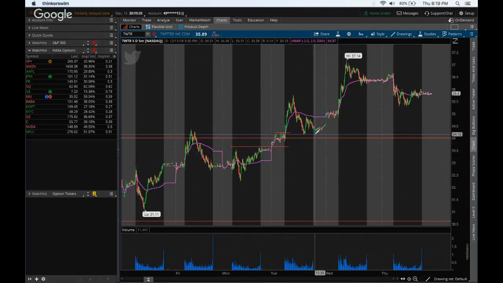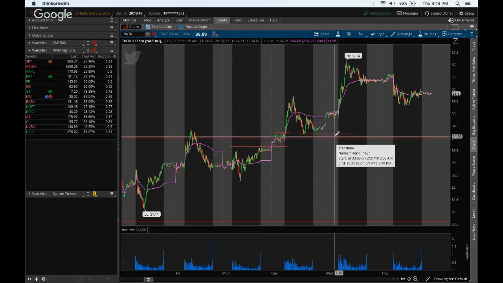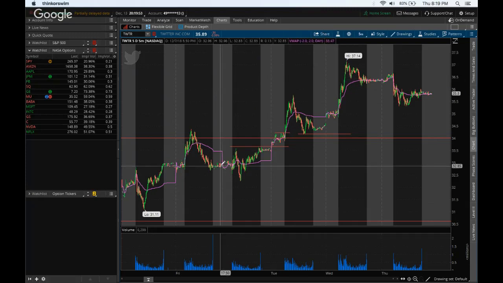Again, this would be classified as a 10% play to the downside at night, like when you're looking at it here. But then when you notice that it's not closing below here, then we would know that the 10% play is invalid and that we're moving on.